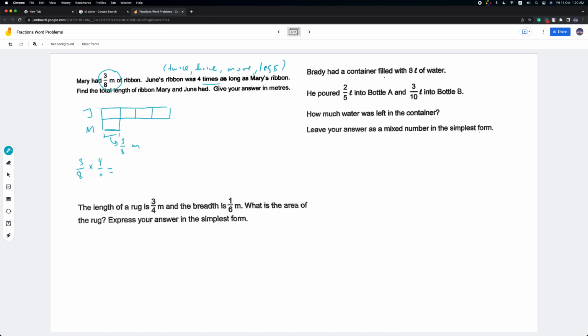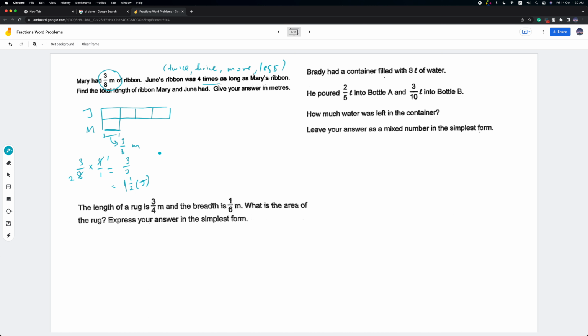How do we multiply this? Same thing. Put a denominator of 1, and the first thing we're going to do is simplify. Simplify means we can divide any numerator with any denominator. So this will be divided by 4, and we will have 3/2. Do not leave your answer in improper fraction. This will be 1 1/2. So this is whose ribbon? This is June's ribbon, so we just write the initial there, J, because June has 4 times and Mary has 3/8.